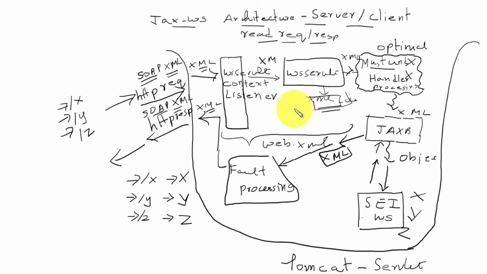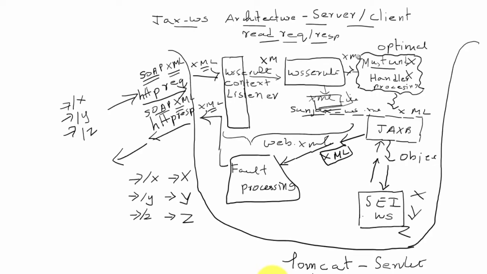This is configured in something called sunjaxws.xml. The WS servlet will come to know of the service endpoint interface class by reading this sunjaxws.xml file. So these are the programs which I have spoken about till now.